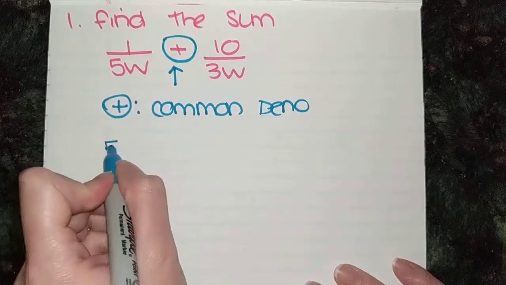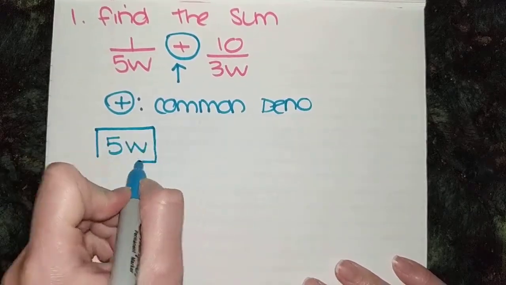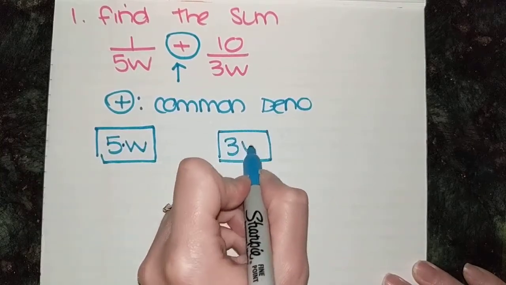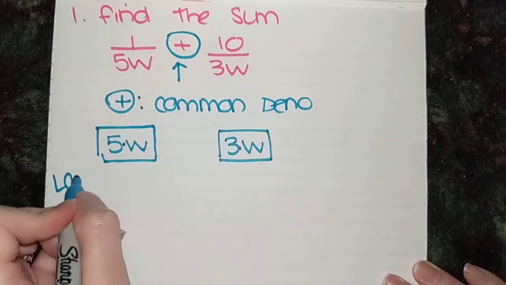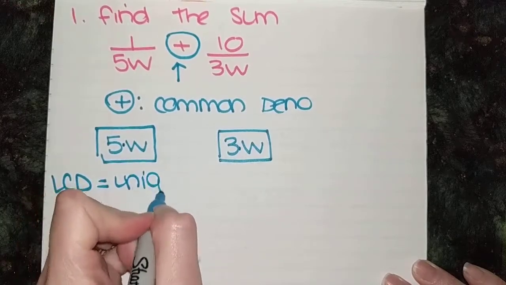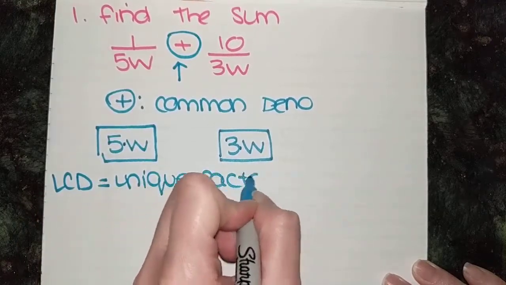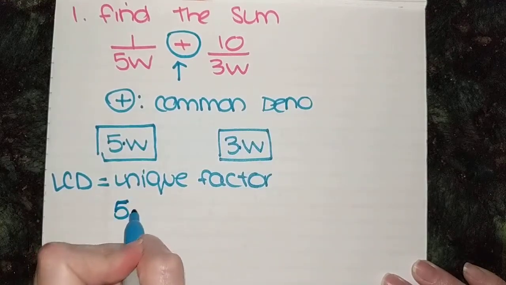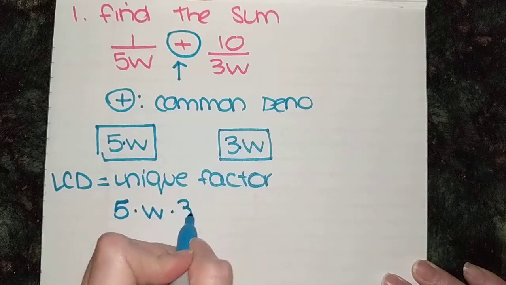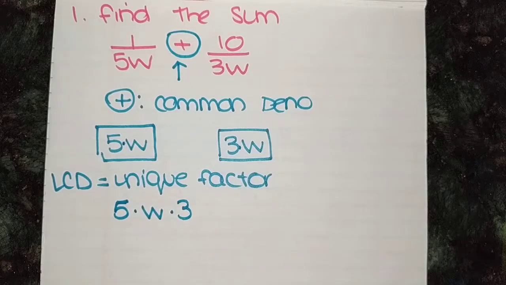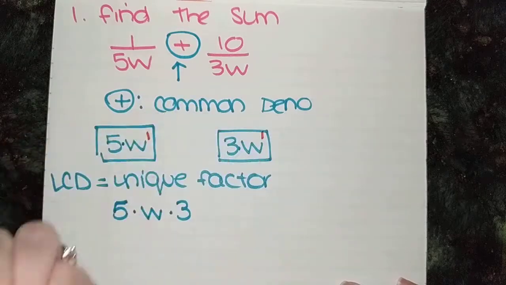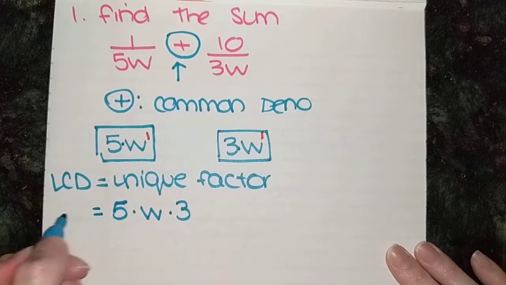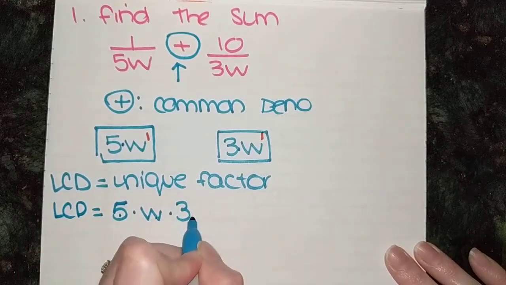So what we do is we look at each of the denominators. The first denominator is 5 times w. The second denominator is 3 times w. So our LCD is going to be the unique factors raised to the greatest power. If you look at both denominators, 5 is a factor, w is a factor, and 3 is a factor. And you'll notice that all of the w's are raised to the first power, so we don't need a w squared or anything like that, okay? So our LCD is going to be 5 times w times 3.